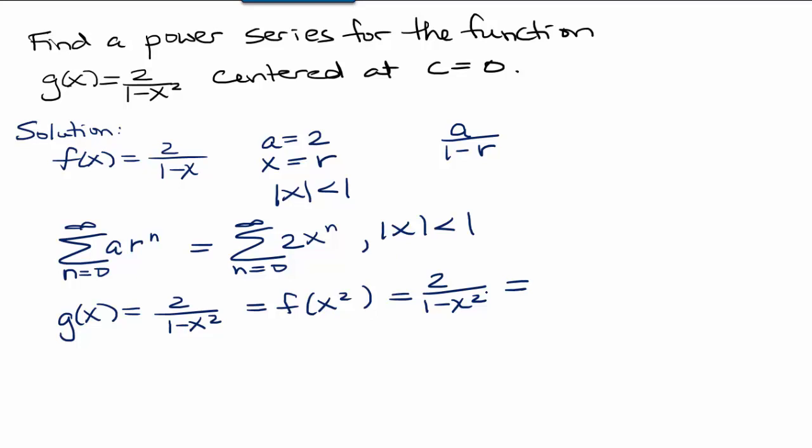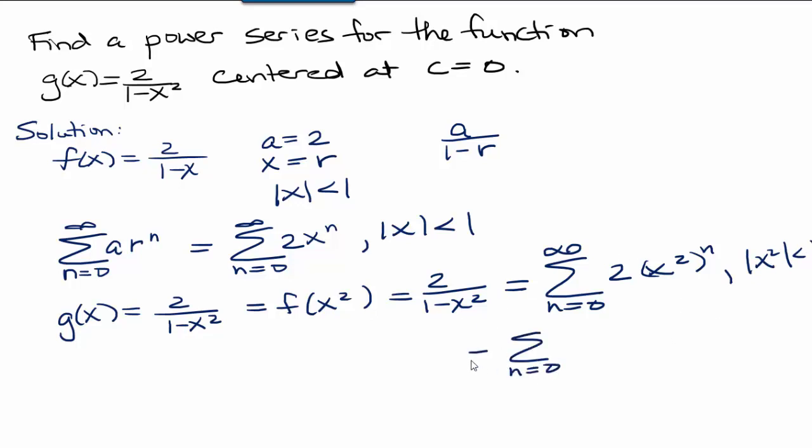So we are going to plug x squared into the power series version of that function f. So we have the sum from n equals 0 to infinity of 2 times x squared to the n power. Of course that means that the absolute value of x squared must be less than 1. So this is the sum, n equals 0 to infinity of 2x to the 2n. Our interval of convergence is determined by the fact that x squared is less than 1. X squared is positive anyway, so I'm dropping the absolute value.